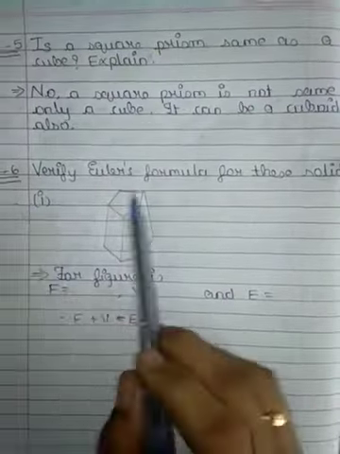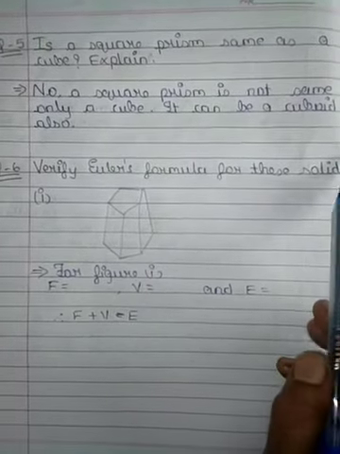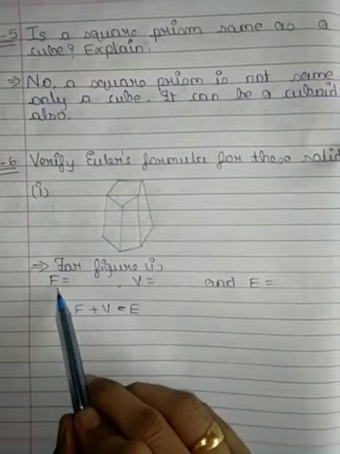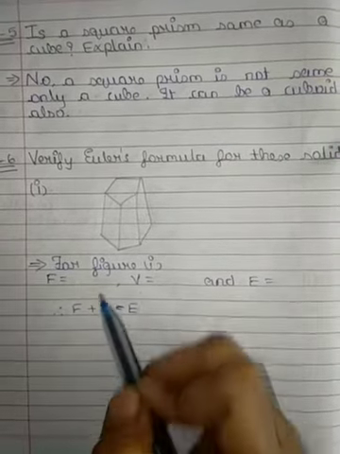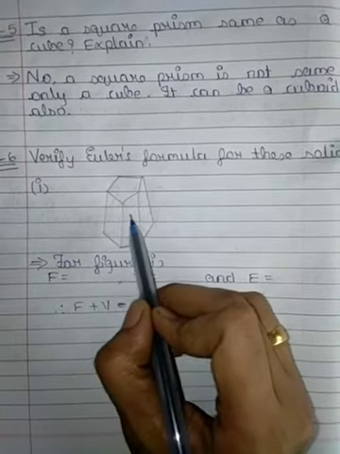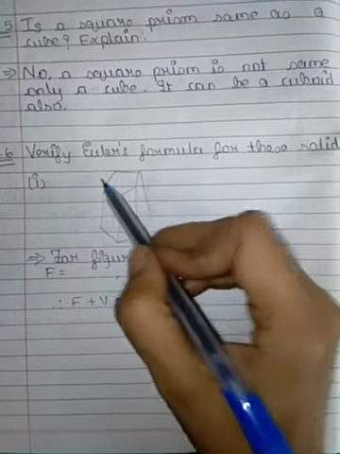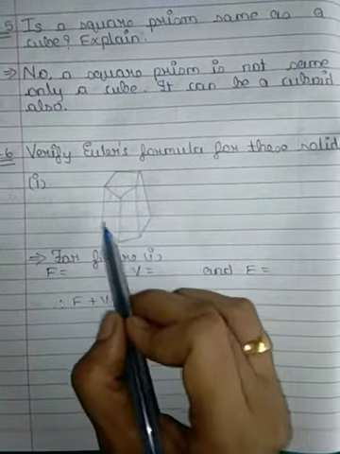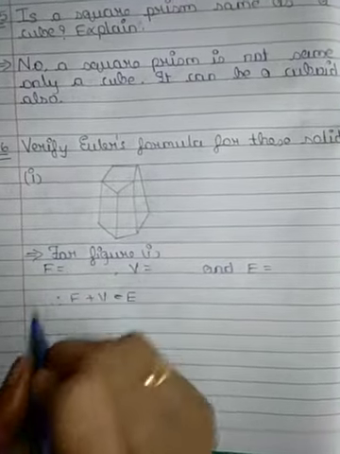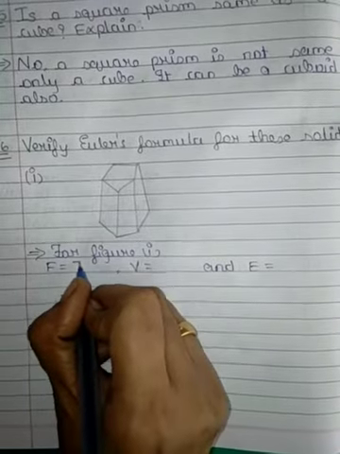Now, question 6. Verify Euler's formula for these solids. A solid shape is given to us. Let's find out the faces, vertices and edges. What are the number of faces here? First, we will see the lateral faces. 1, 2, 3, here 4 and this side 5. So, 5 lateral faces and top and base. So, 5 plus 2 will be 7. So, total number of faces for this solid shape is 7.